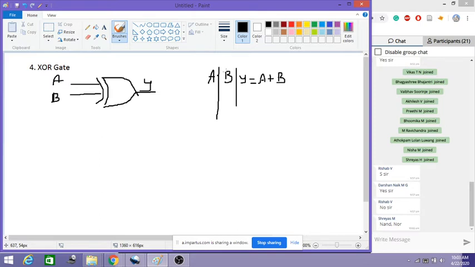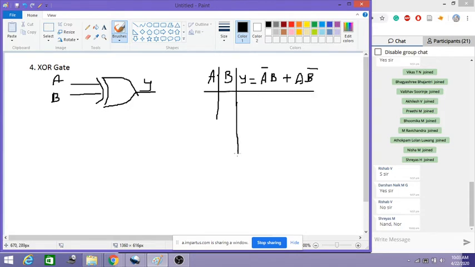Sorry, it is exclusive OR gate. It is not an OR gate. Okay, it's exclusive OR gate. Its equation is A bar B plus A B bar.